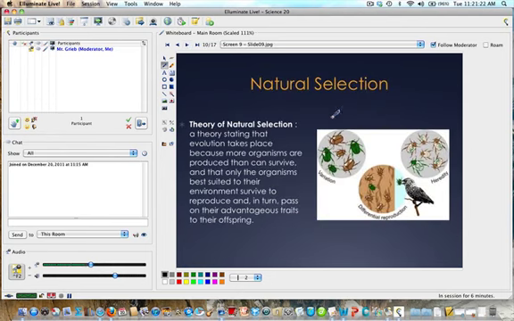And this led to the theory of natural selection, which is the theory stating that evolution takes place because more organisms are produced than can survive, and that only the organisms best suited to their environment survive to reproduce, and in turn pass on their advantageous traits to their offspring.